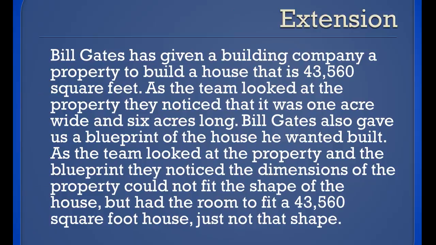Bill Gates has given a building company a property to build a house that is 43,560 square feet. As the team looked at the property, they noticed that it is 1 acre wide and 6 acres long. Bill Gates also gave us a blueprint of the house he wanted to build. As the team looked at the property and the blueprint, they noticed that the dimensions of the property could not fit this shape of the house, but had room to fit a 43,560 square foot house, just not that shape.